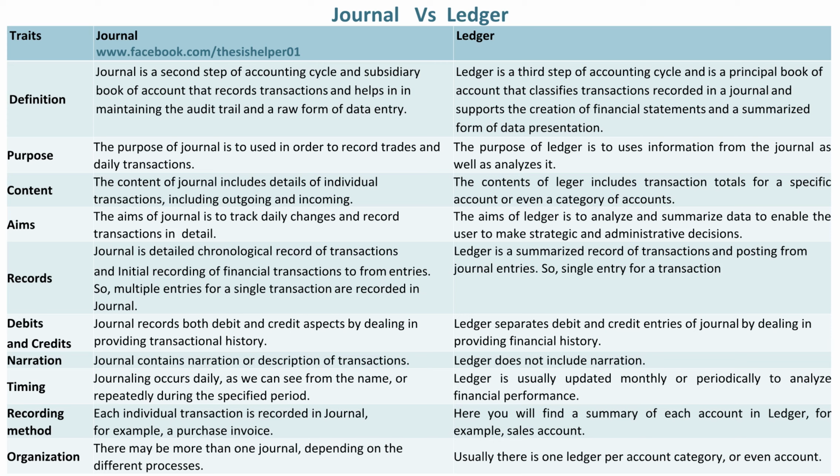There may be more than one journal, depending on the different processes. Whereas, usually there is one ledger per account category, or even account.